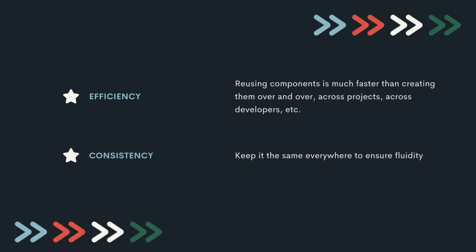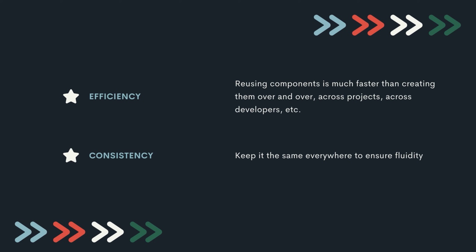So reusing components is much faster than creating them over and over again, but it's also really good if you have a big development team or even more than one person working on a project. That way you can make sure all of your code stays consistent if you're using the same components over and over again. Being consistent ensures fluidity and that all of your components are going to follow the same general theme, assuming that you set up your component library like that.